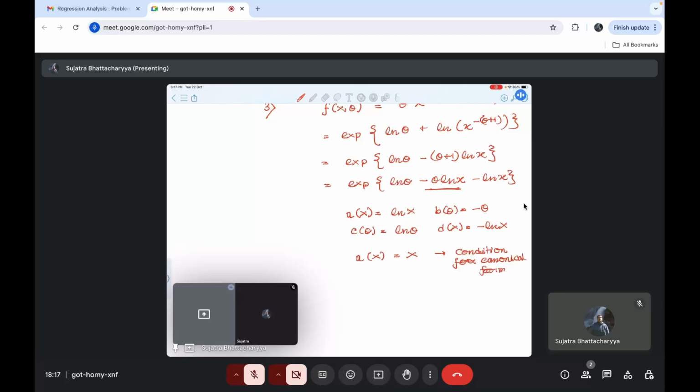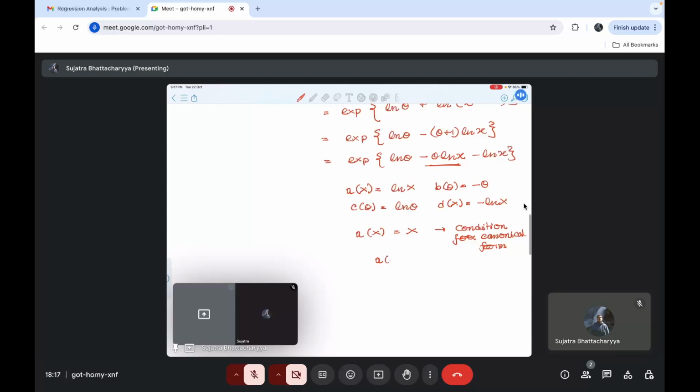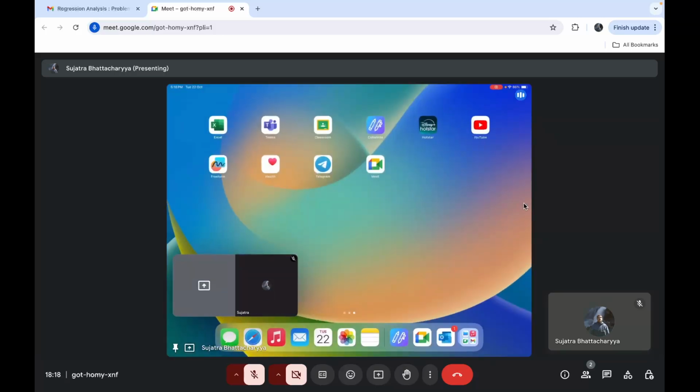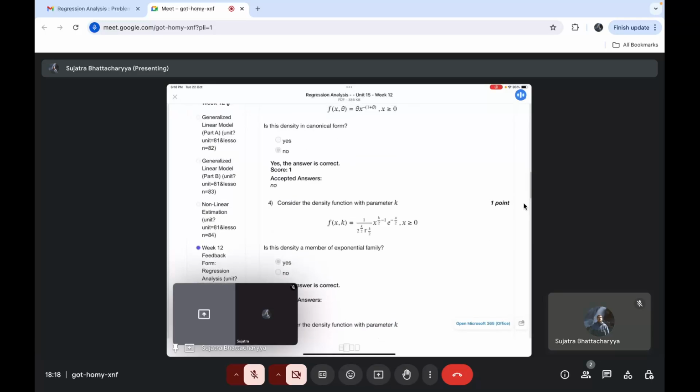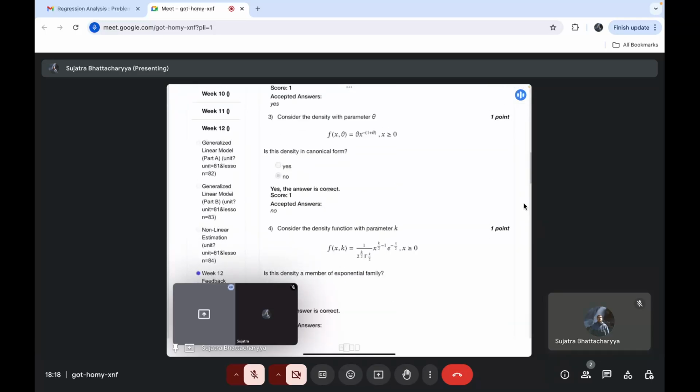So are we getting a canonical form? Well, a of x comes out to be log of x, which is not equal to x. Therefore, it's not of a canonical form, right? So no should be the answer corresponding to this particular question. So if you go to the question, for the third, it is no.